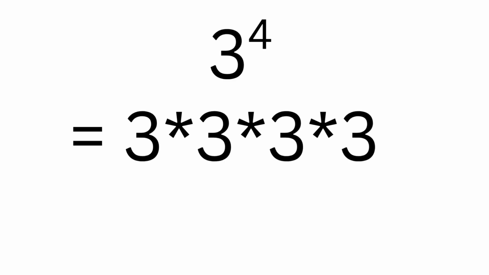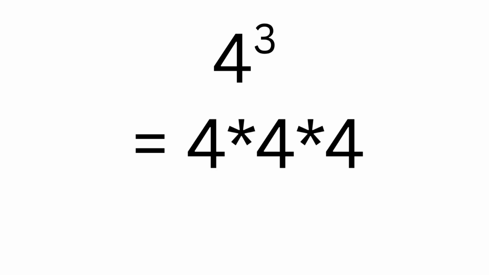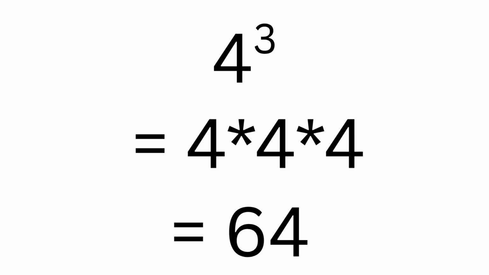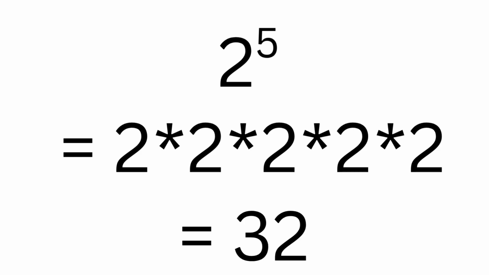So, for the first one, 3 to the power of 4, we need to multiply 3, which is the base, 4 times, since 4 is the exponent, to get 3 times 3 times 3 times 3, which equals 81. For the next question, we need to multiply 4 3 times to get 4 times 4 times 4, which equals 64. For the last question, we need to multiply 2 5 times to get 2 times 2 times 2 times 2 times 2, which equals 32.